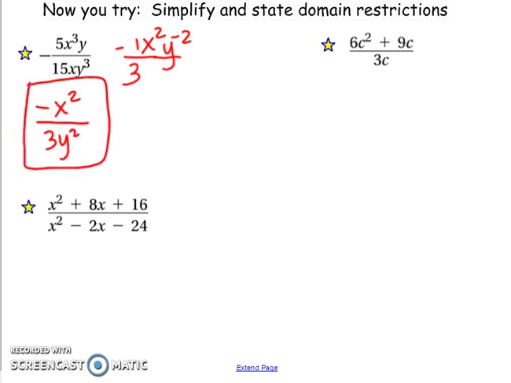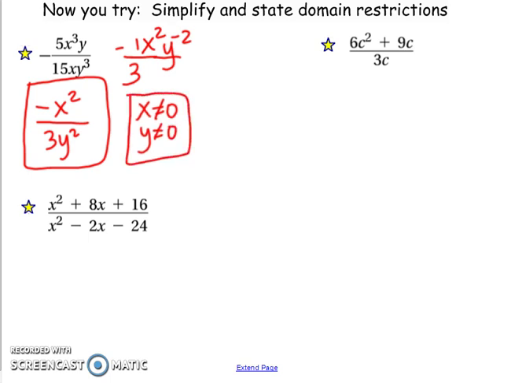And to find our restrictions again, we're going to take whatever was in the bottom and set it to 0. Since there's no adding or subtracting here, and this is just a monomial, what we're going to do is just set each variable to 0. So x cannot equal 0, y cannot equal 0. And those are our two restrictions.